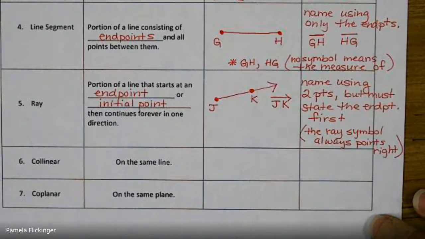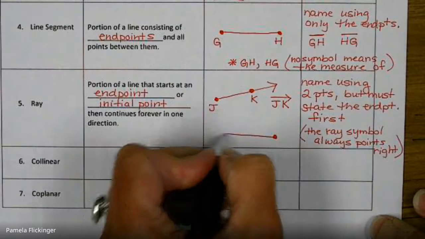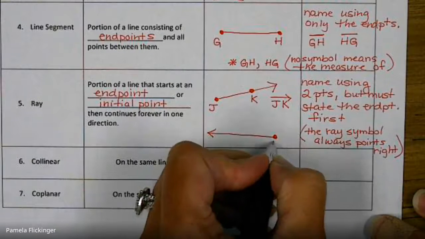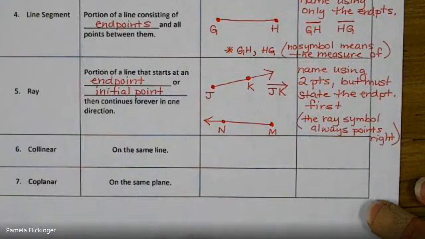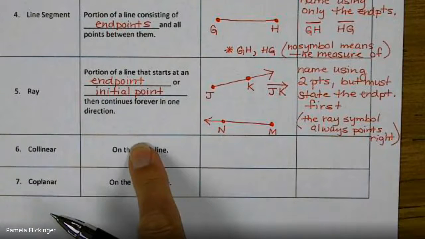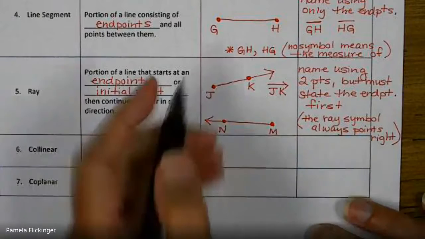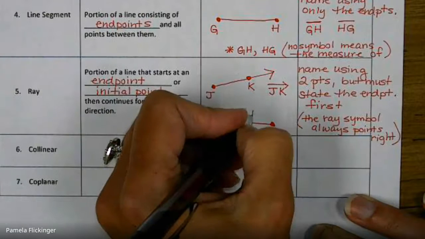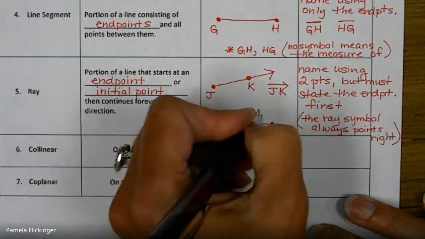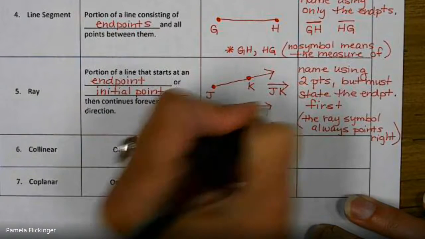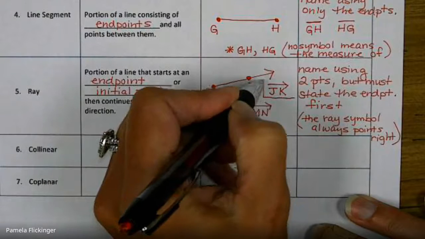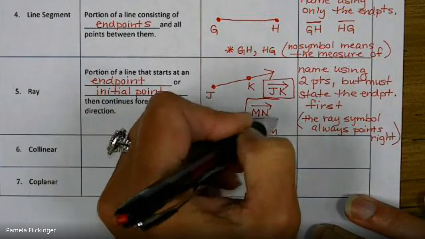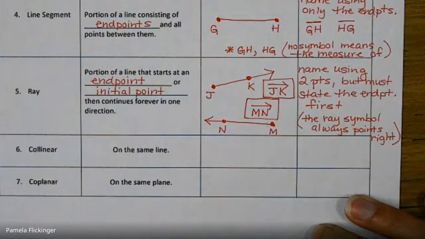Because you might be looking at a picture and the ray is going to go this way. Let's call this M. So just because the ray is pointing to the left doesn't mean we draw the symbol left. We name the point that's the endpoint, which is M, and pick one other point that it goes through, which in this case would be N, and the symbol always goes to the right. Okay, so we want to make sure that we are always naming and labeling our lines, our segments, our rays, our planes, and our points correctly.